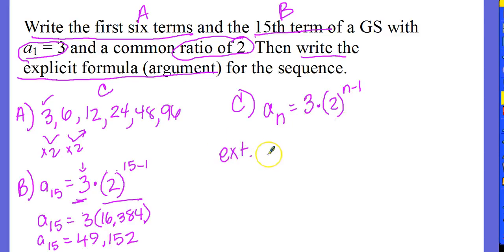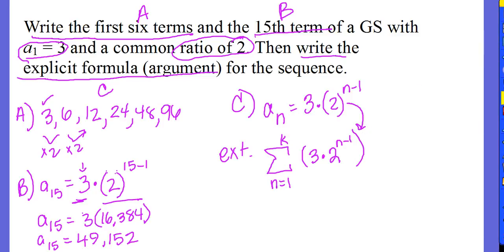Extension. What if I wanted you to write this as a summation? And I wanted you to find a geometric series instead of a geometric sequence. General summation of n starting with index 1, stopping at index k, whatever that is, for the rule 3 times 2 to the n minus 1. And just using your explicit rule. And then that's an extension. That's not a sequence. That's a series. Okay, it's just an extension because this is connected.